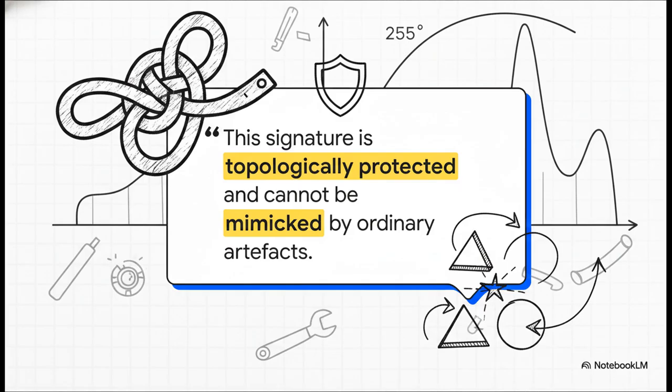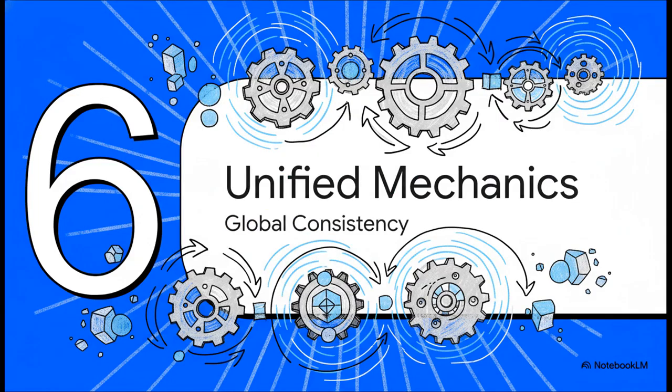To quote the source text directly, this signature is topologically protected and cannot be mimicked by ordinary artifacts. If you run this experiment and you see this exact thrust profile with these specific sidebands, you aren't just looking at a glitch in your equipment. You are looking at a geometrically inevitable signature. It is the definitive proof that the classical, quantum, and renormalization group flows all converge to this one unique fixed point. Finally, Section 6, a unified mechanics framework, global consistency.